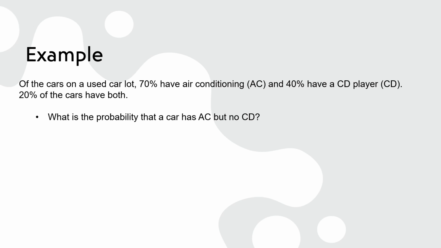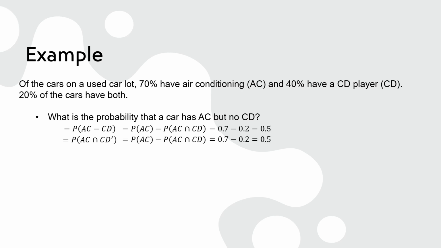We want to answer, what is the probability that a car has AC but no CD? For this question, we want to find the probability of cars that have AC and not have CD players, which translates to probability of AC intersection CD complement. This can be calculated as probability of cars having AC minus probability of cars with AC intersection cars with CD players, equaling 0.7 minus 0.2, which is equal to 0.5.